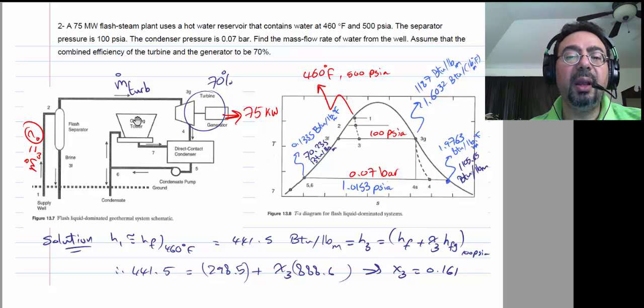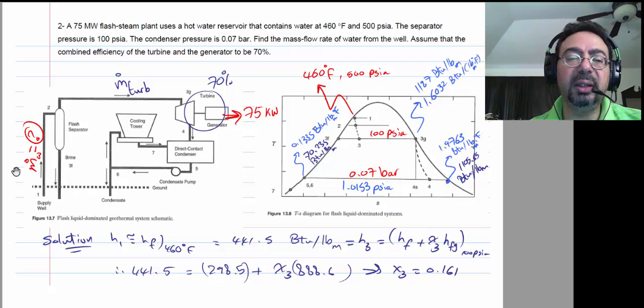So to come up with that m dot turbine, you would say m dot turbine times (h3g minus h4s), times the combined efficiency, 3g minus 4s, times 70%, will end up being the 75 megawatt. For that you get m dot turbine. So we are working the problem backward now. So we know how much is m dot going over here.